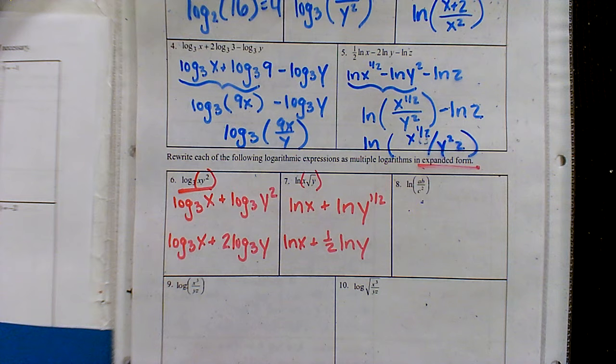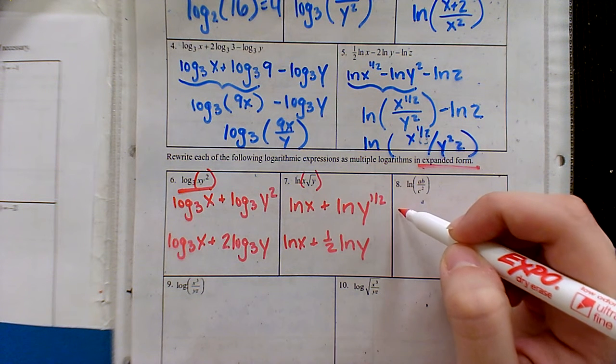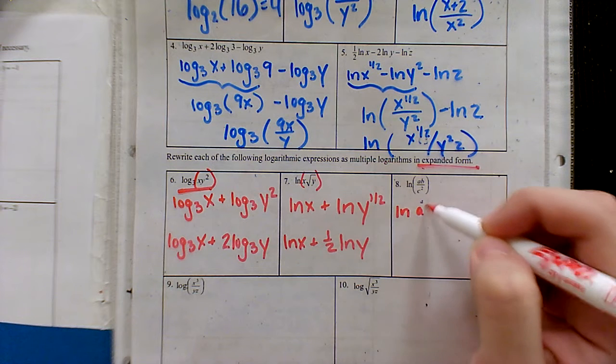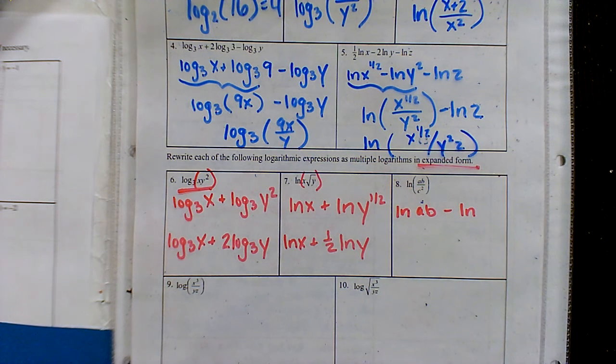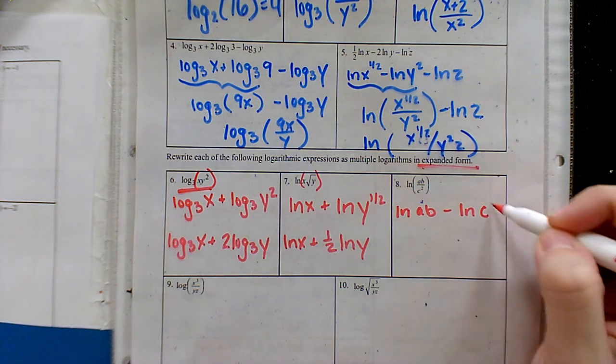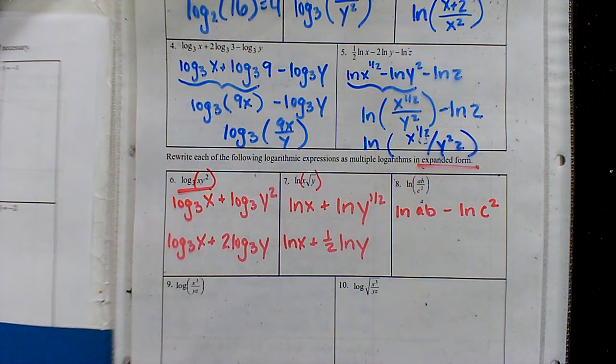Let's amp it up a bit. Take a look at 8. We have the natural log of AB divided by c squared. How can we break up that log? Yeah. Make it the natural log of AB minus the natural log of c squared. If you're dividing in the argument, you can break it up using subtraction. All right, that's a good one. Can we keep going? Can we use any other properties?